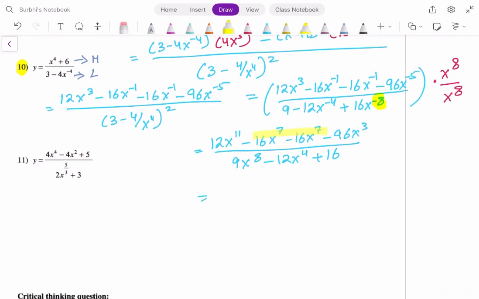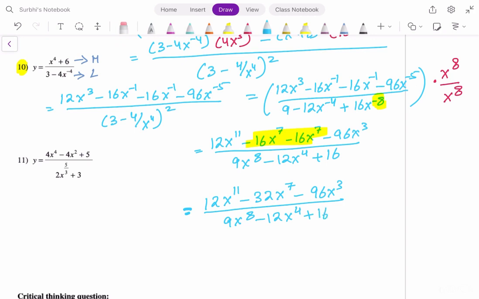Everything is positive. But when you are writing these equations, be careful that you write in the standard form. That means highest power first. So I can combine negative 16x to the power of 7 with negative 16x to the power of 7 to make it negative 32 times x to the power of 7. And then we will keep the denominator as it is. So this is how you will do the quotient rule.